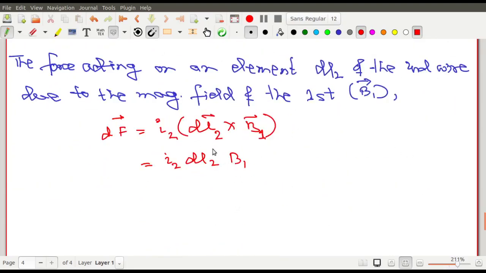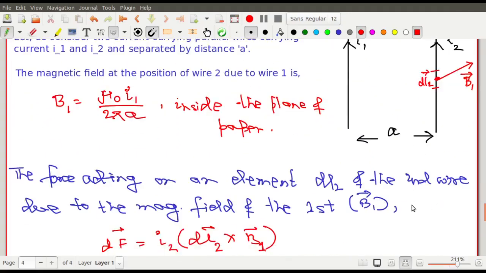Here also there is a direction, and that direction is towards where 1. That direction is towards where 1. This is left to you as a task.